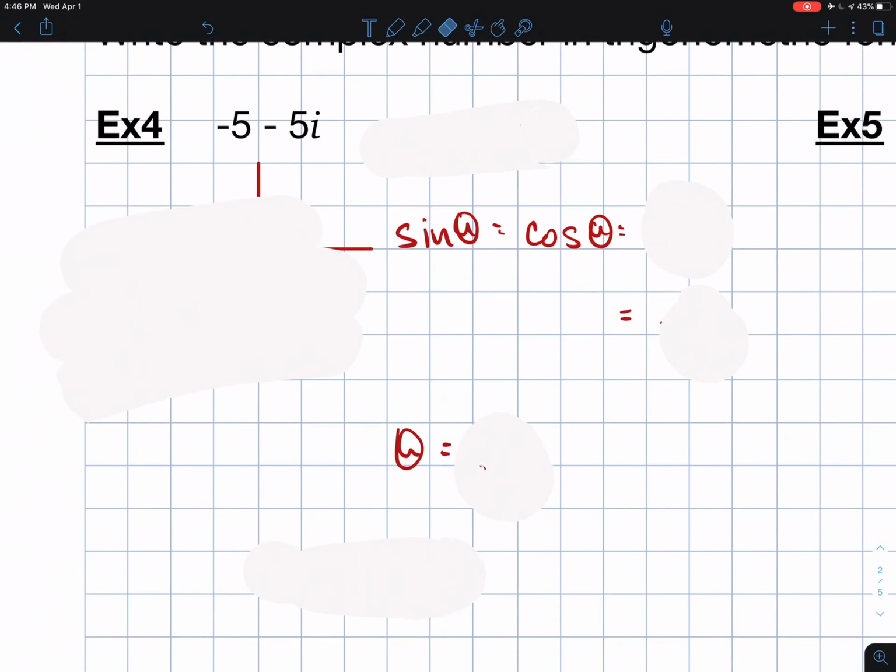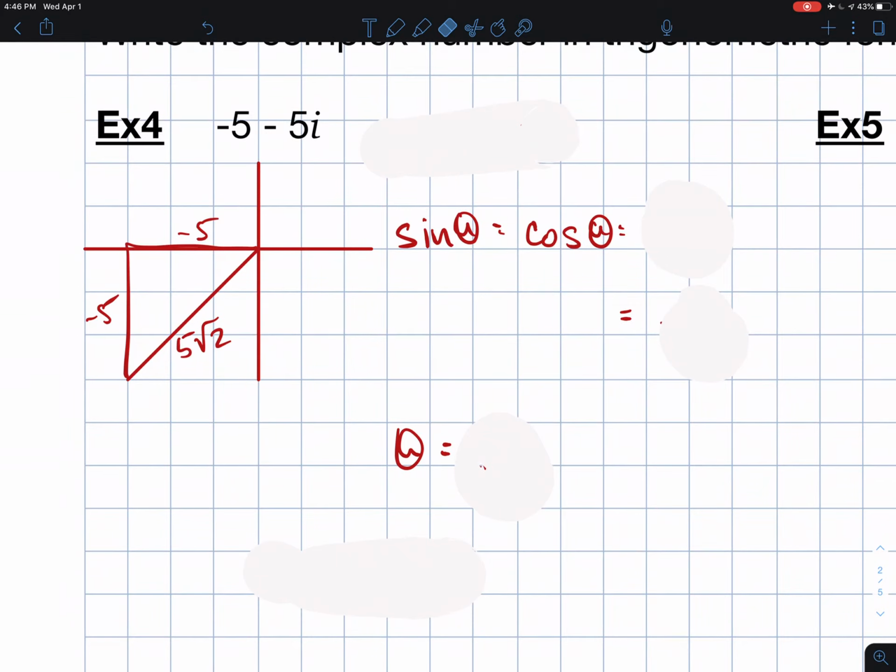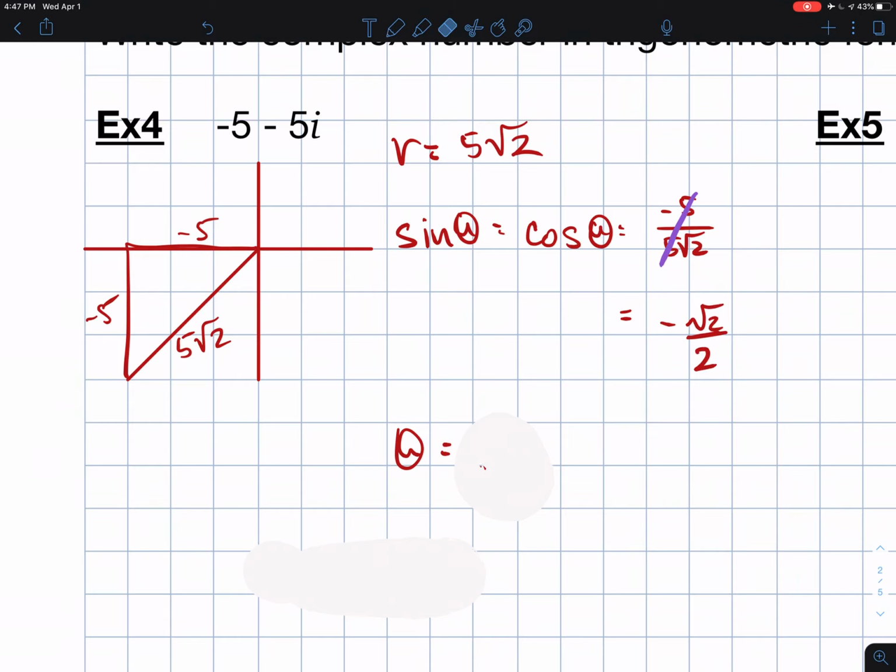Negative 5 minus 5i. This is going to be in the third quadrant. Do the Pythagorean theorem to find your missing radius. And you'll find immediately that your radius is 5 root 2. Again, use the Pythagorean theorem on that. Now, in this case, notice that my sine and my cosine are exactly the same thing because the adjacent over the hypotenuse is the same as the opposite over the hypotenuse. Both of them are going to be negative 5 over 5 root 2. Reduce your fractions there, and you're going to end up with negative 1 over root 2, and negative 1 over root 2 is the same thing as negative root 2 over 2.